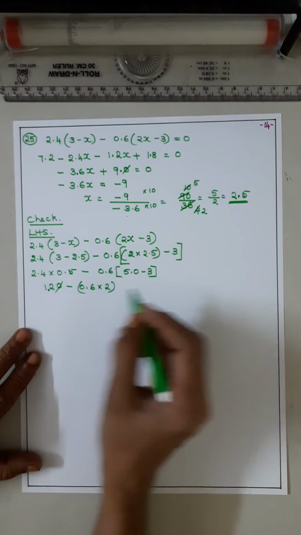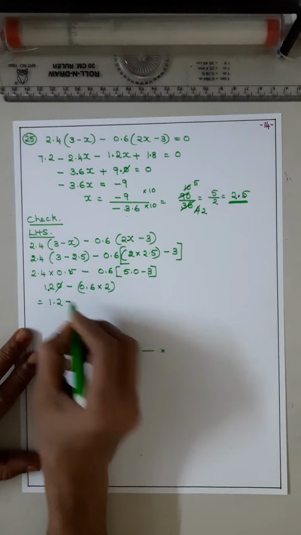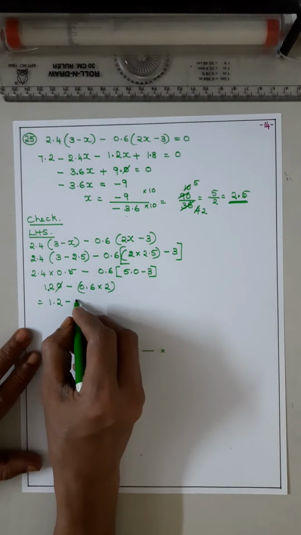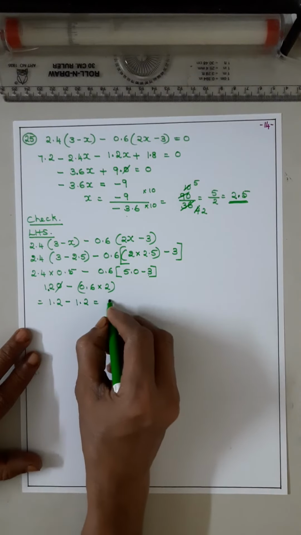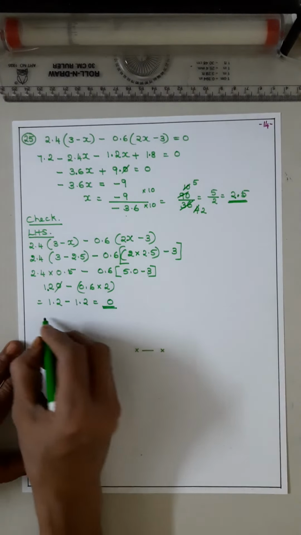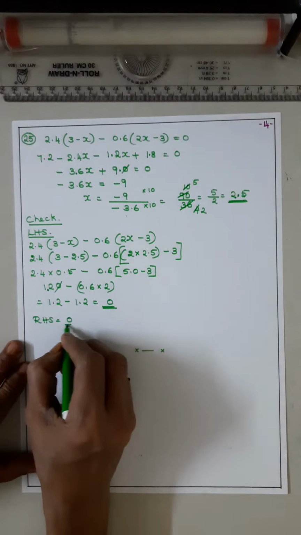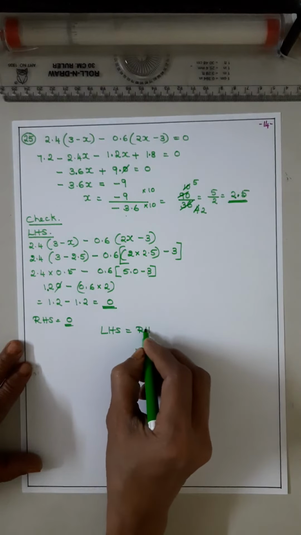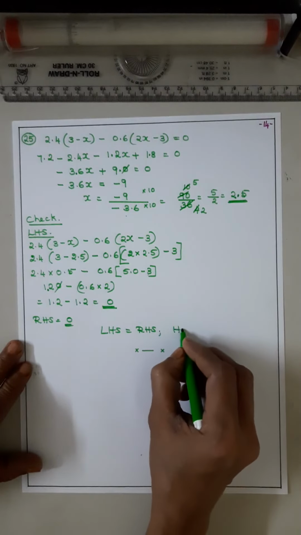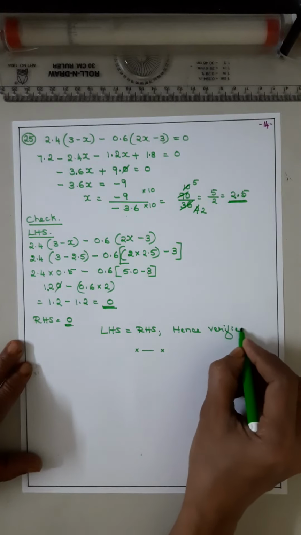So now it is 1.2 minus 6 2s are 12. Again 1.2 is equal to 0. RHS is equal to 0. LHS is equal to RHS. Hence verified.